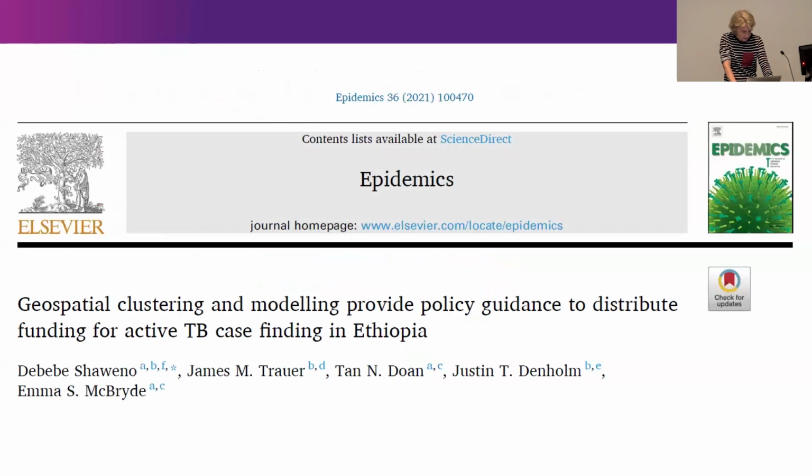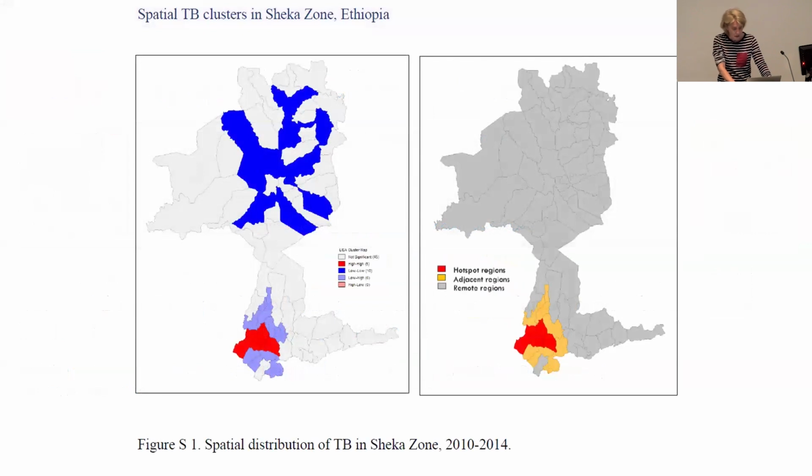Okay, so finally, to my last study that I want to discuss, and this is my attempt at really bringing the two things together: infectious disease mechanistic models and geospatial models. So back to Sheker Zone in Ethiopia. We knew that we had hotspots and cold spots for disease incidence. And what we decided to do was try to have a metapopulation model. So each of the spots had their own TB epidemic going on in those spots, and they also communicated with each other. So there was some coupling between the two.